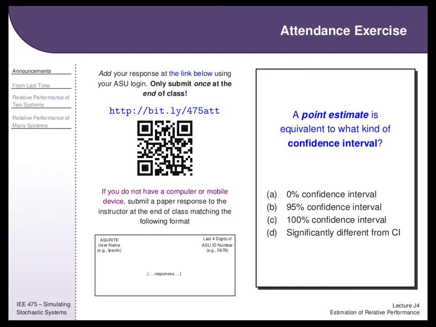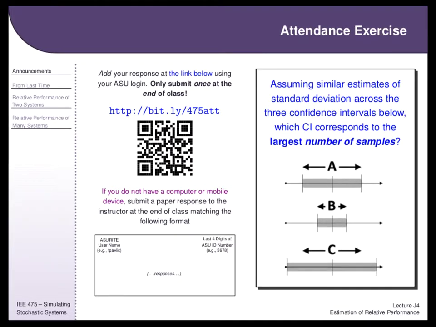Now, related to that, let's say I gave you these 3 confidence intervals. So here's part 2, or question 2, of this attendance exercise. Assuming that I had similar standard deviation in the real process, and I calculated these 3 different confidence intervals, which of these 3 corresponds to the one where I used the largest number of samples? Feel free to chat with your neighbor, and then think about that.